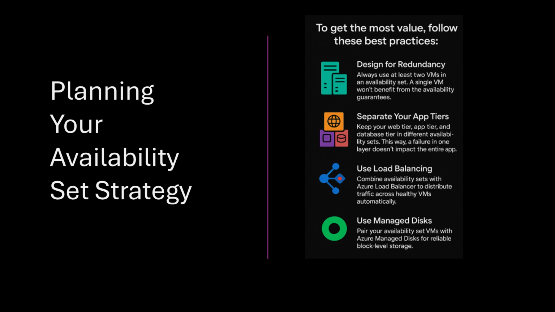Next, separate your application tiers. Place your web tier, application tier, and database tier into different availability sets. That way, a failure in one tier won't impact the entire system, allowing the rest of your app to continue functioning as expected. Also, make sure you use load balancing.